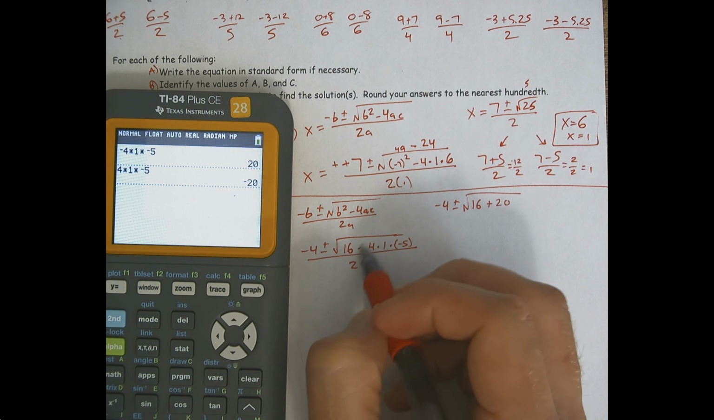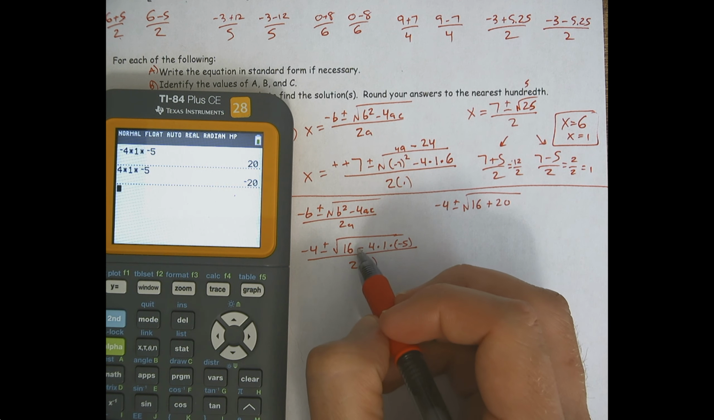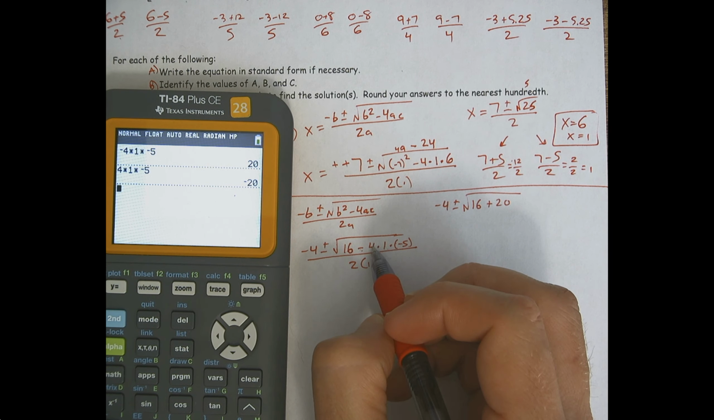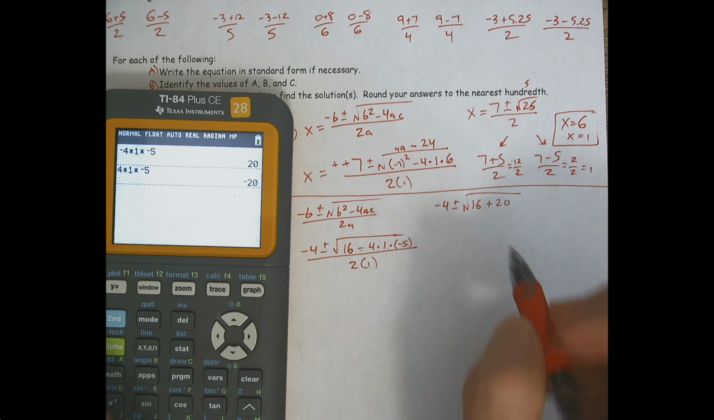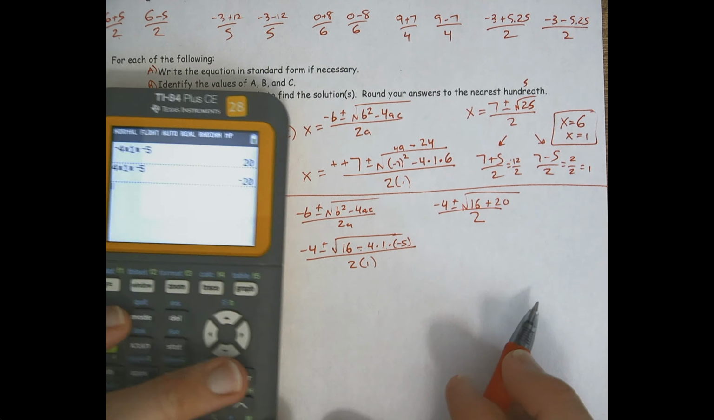So you can either consider this a negative 4 when you're multiplying, or leave the minus sign out front and count this as a positive. But if you end up with a negative, it's going to say minus a negative, which ends up plus anyway. And this is all over 2.